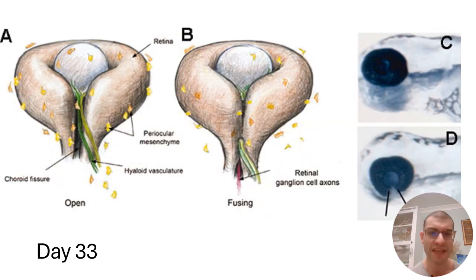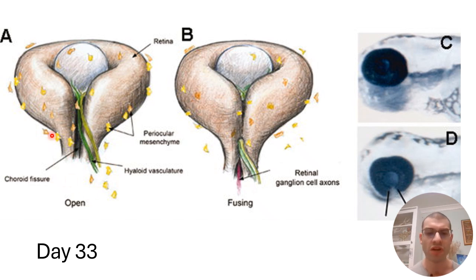Now, the last thing you need to know is that this optic stalk has a fissure in it through which the hyaloid vasculature runs, and this choroid fissure, as it's known, closes, and it closes on day 33. You should remember that the other day I told you to remember was also day 33. So if you get asked to name a day, just put 33 and you'll probably get it right.